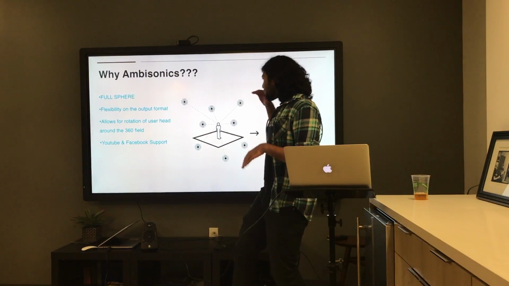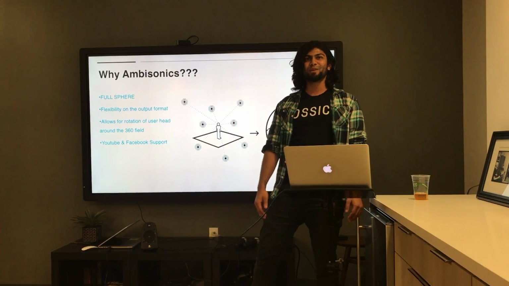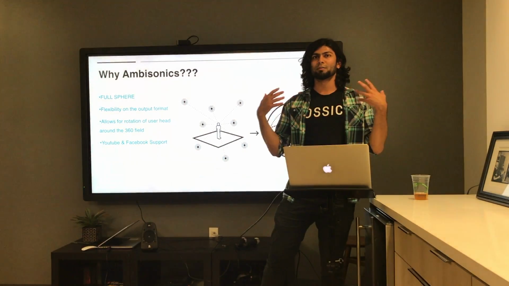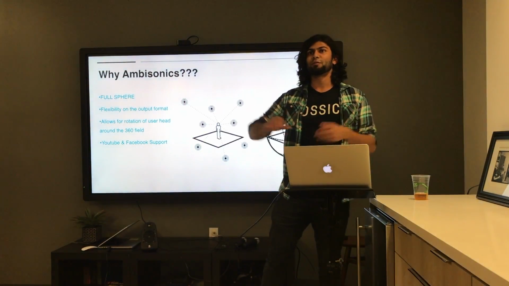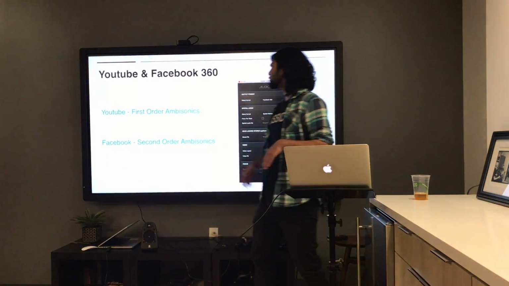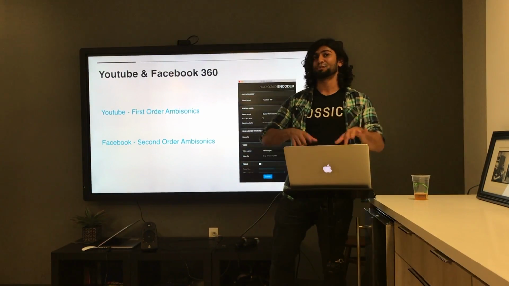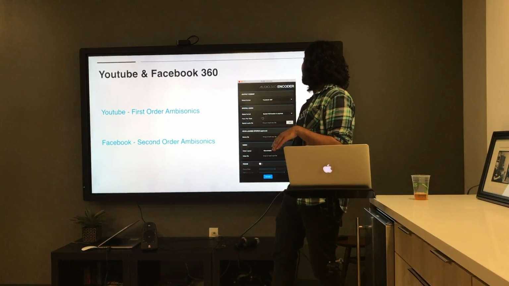And the real big reason, in my opinion, is that YouTube and Facebook just got behind it. And if you want spatial audio in your film, in your experience, and you want to get it on YouTube and Facebook, the support is there. So let's talk about that for a second. YouTube supports first order ambisonics and second order ambisonics. I'll get to what those mean in a second. But this is actually Facebook's handy little audio encoder.